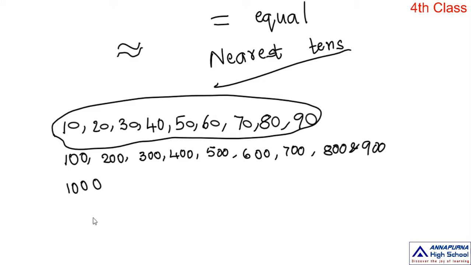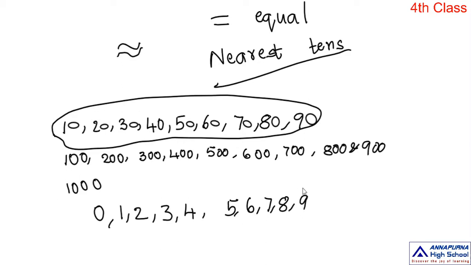What are the digits that we have? We have 10 digits. What are they? 0, 1, 2, 3, 4, 5, 6, 7, 8, 9. These are the 10 digits that we have. These 5 digits are in one group: 0, 1, 2, 3, 4. These are in the small number group.